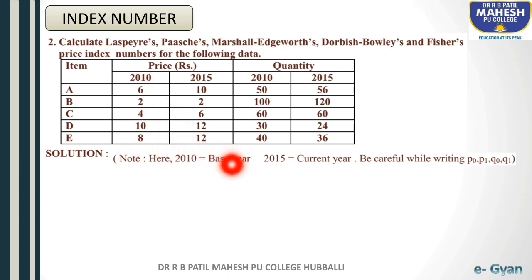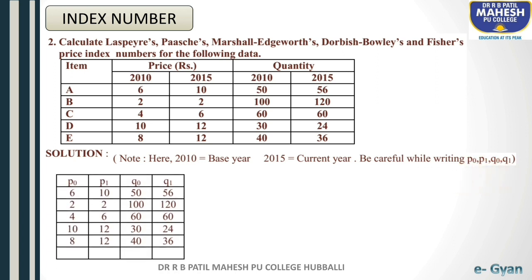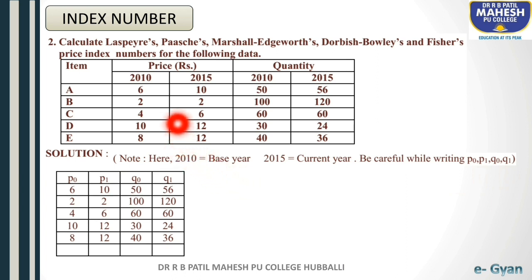2010 is the base year and 2015 is the current year. When you are solving the examples, be careful while writing these values P0, P1, Q0, Q1, because it's a 10 marks example. You need to be very careful while writing these notations. Price of 2010 is the base year price P0, and price of 2015 is the current year price P1.